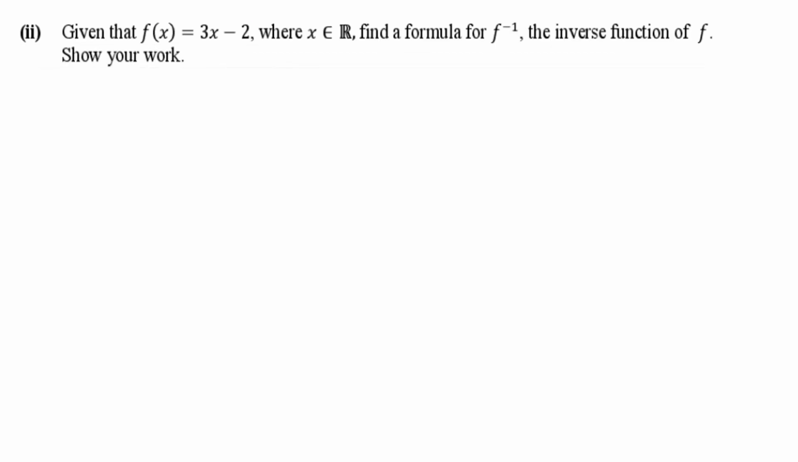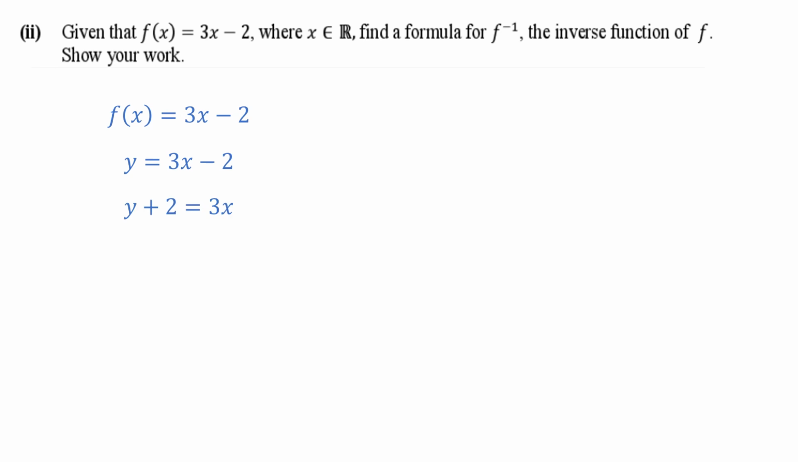Given that f of x equals 3x minus 2, find the formula for f to the power of minus 1, which is the inverse of f, so f inverse, and show your work. So f of x is 3x minus 2. To work with the inverse, the first thing we're going to do is replace that f, the name of the function, with the general y. So y equals 3x minus 2. We're now going to rearrange this formula so that we have x in terms of y. We want to isolate x.